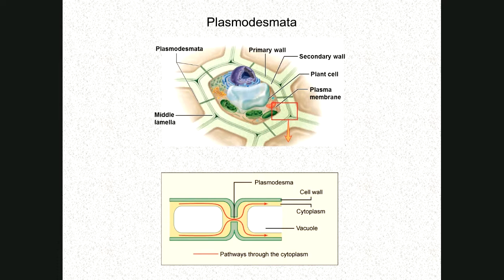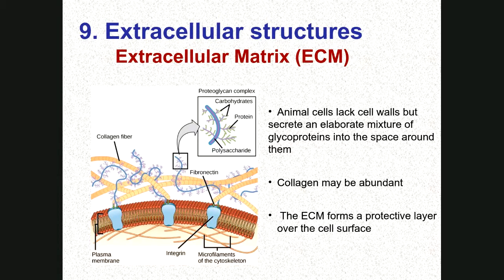They communicate, one cell communicates with another cell through the plasmodesmata. Now we are going to talk about the animal cells. That's the only extra structure for the plant cells: the presence of the cell wall. It doesn't exist for animal cells. For the animal cells, what are those extra structures? We call that ECM, extracellular matrix.